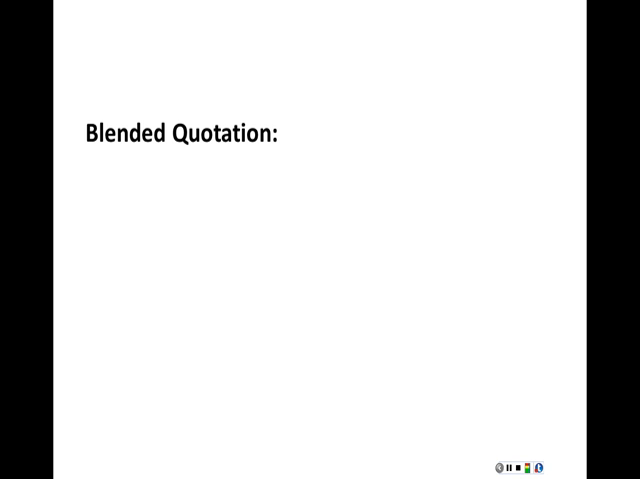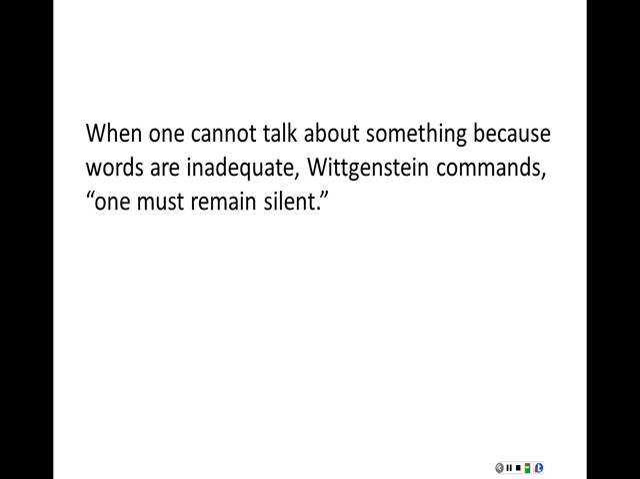One way to do it is a blended quotation, where you have a blend of paraphrase, where you've put part of the quotation into your own words, and then part of the quotation is still quotation. So here's an example. When one cannot talk about something because words are inadequate, Wittgenstein commands, one must remain silent. This part is a paraphrase of the original. Here's your signal phrase, and then here's a remaining quoted part.